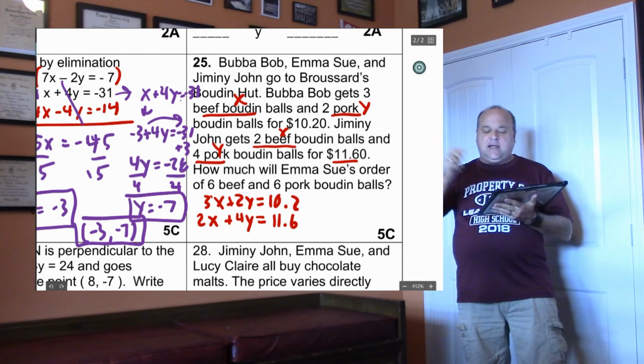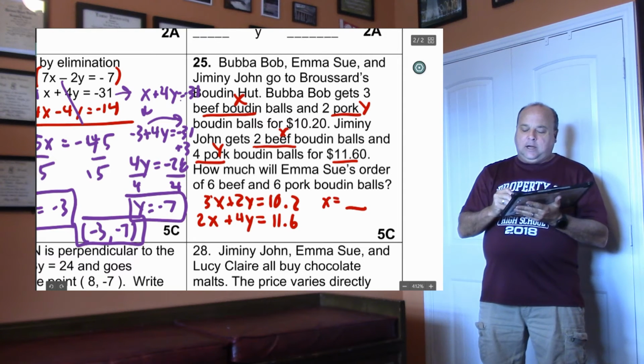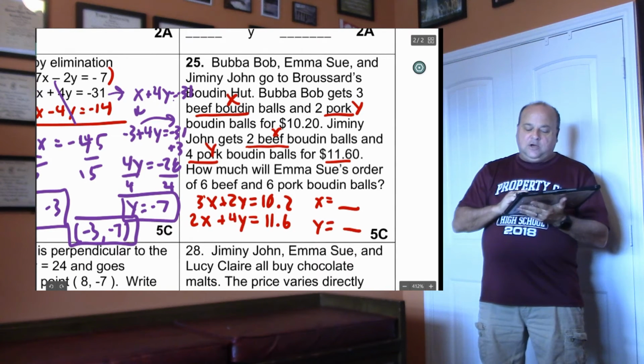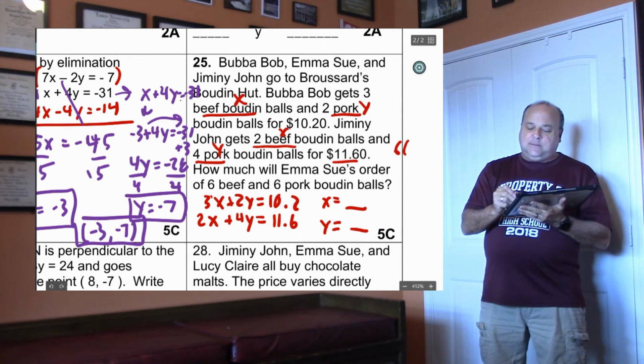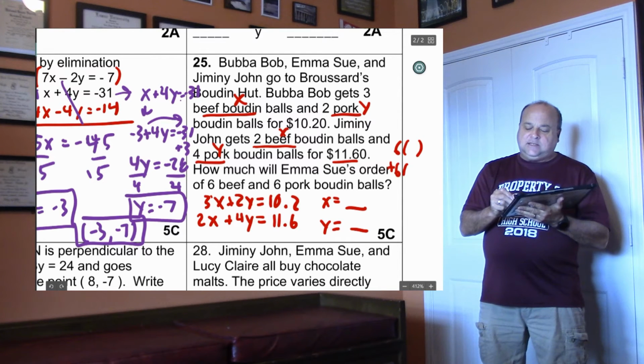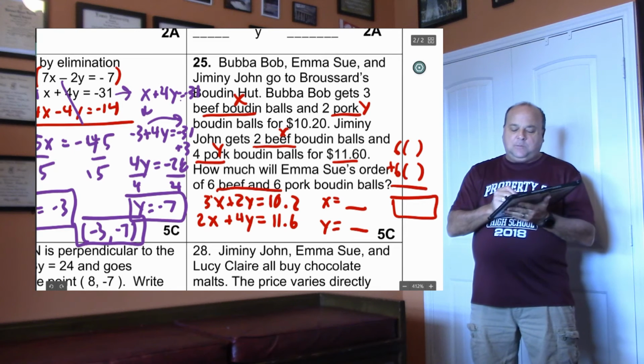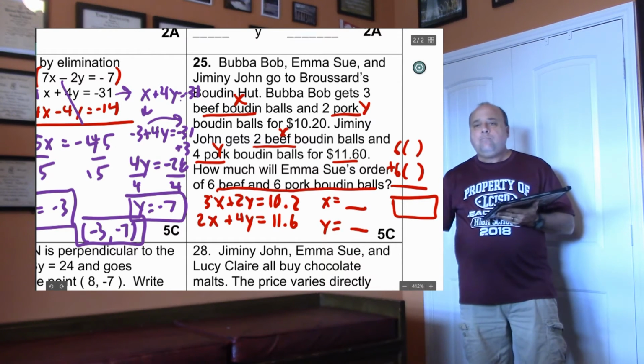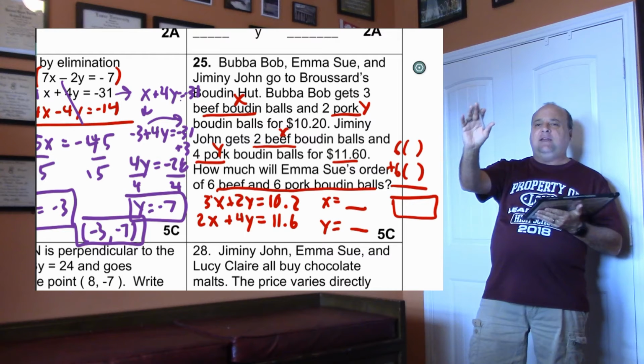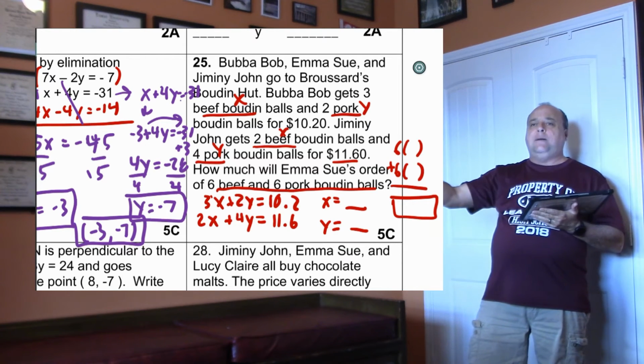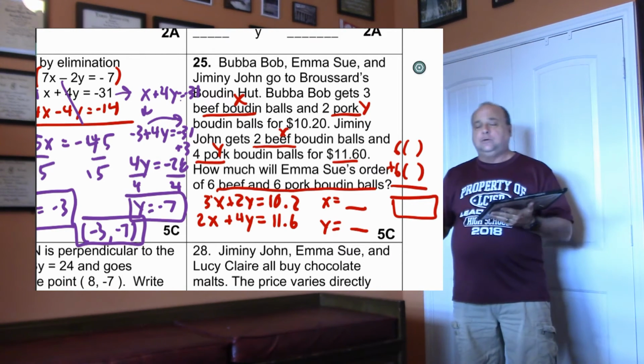You will put that in the calculator, write down x equals, y equals, and then your answer is going to be 6 times the x plus 6 times the y. You're going to add that up and get your total amount for 6 beef and 6 pork, okay? So what you get on the calculator won't be the answer. You've got to multiply the x by 6, the y by 6, and get your answer, okay?